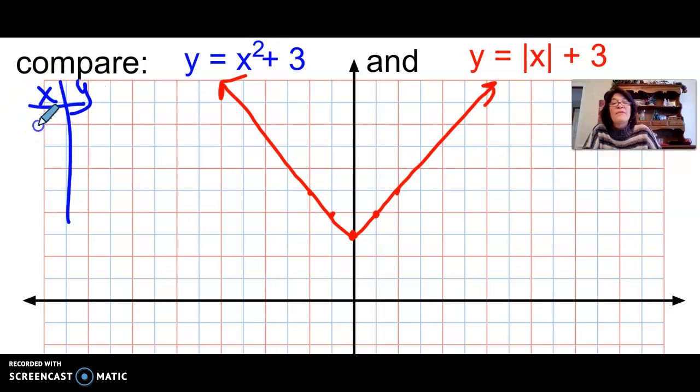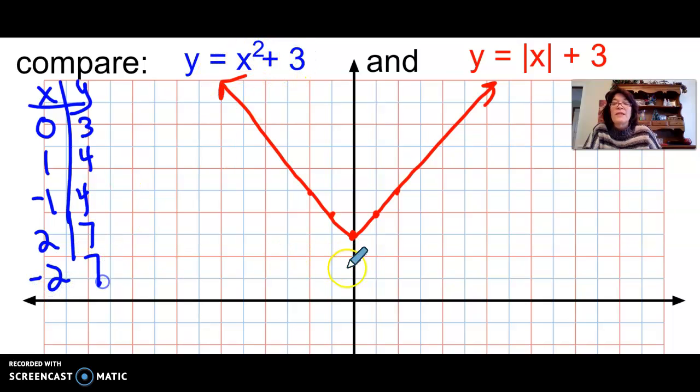Okay, this time if I put 0 in, 0 squared is 0, plus 3 is 3. If I put 1 in, 1 squared is 1, plus 3 is 4. Negative 1 squared is also 1, plus 3 is 4. 2 squared is 4, plus 3 is 7. Negative 2 squared is 4, plus 3 is 7. So I'm going to graph 0, 3, 1, 4, negative 1, 4, 2, 7, and negative 2, also 7.